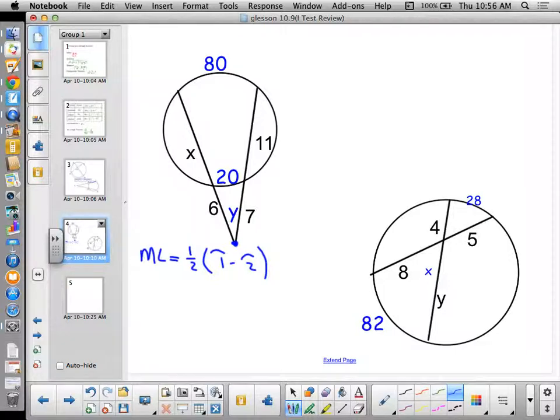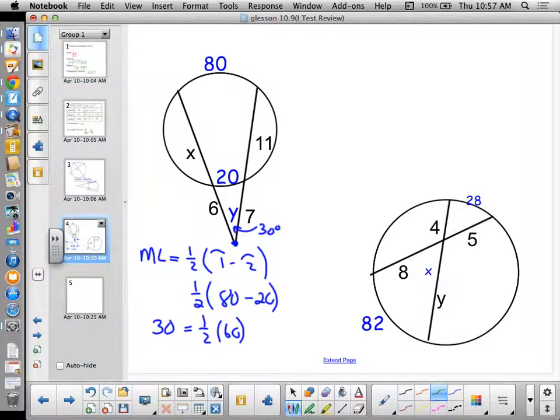The larger arc is 80. I'm sorry, I don't need to say arc 80, it's just 80, minus what? 20. So that's 1/2 of 60, which is 30. So my angle here is 30 degrees.